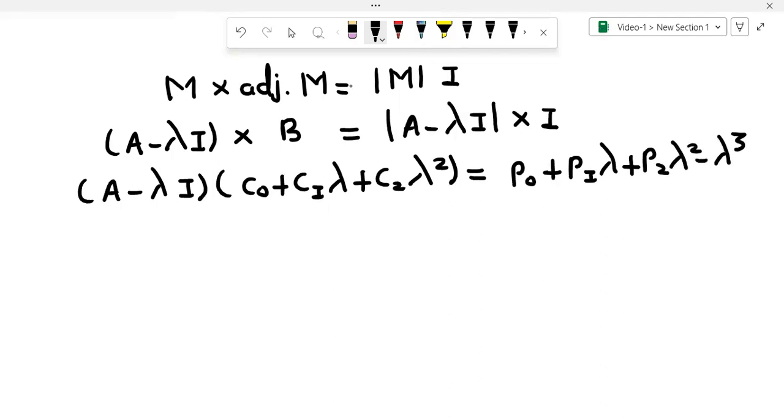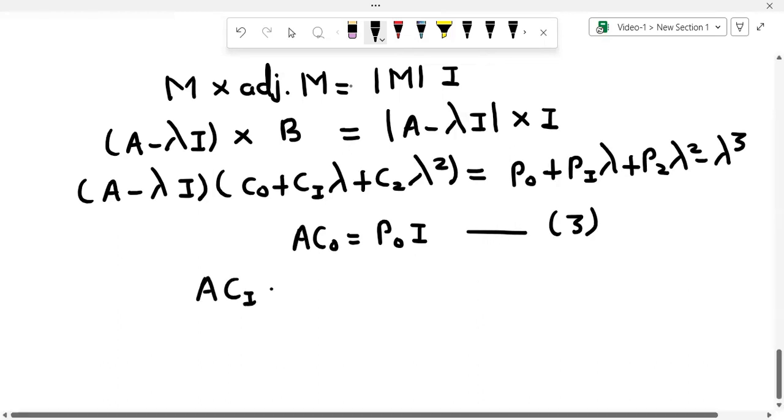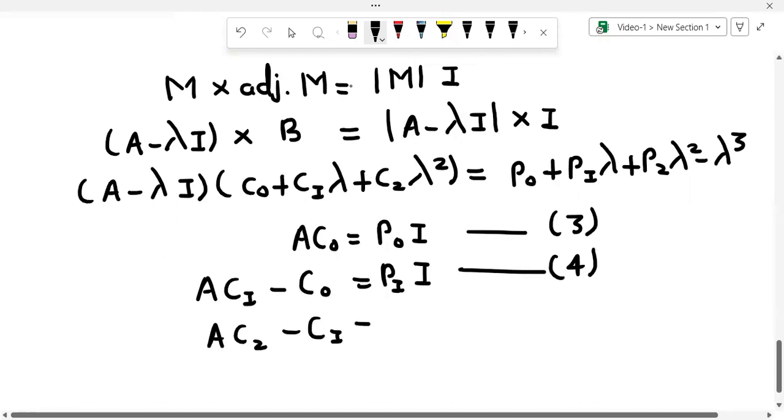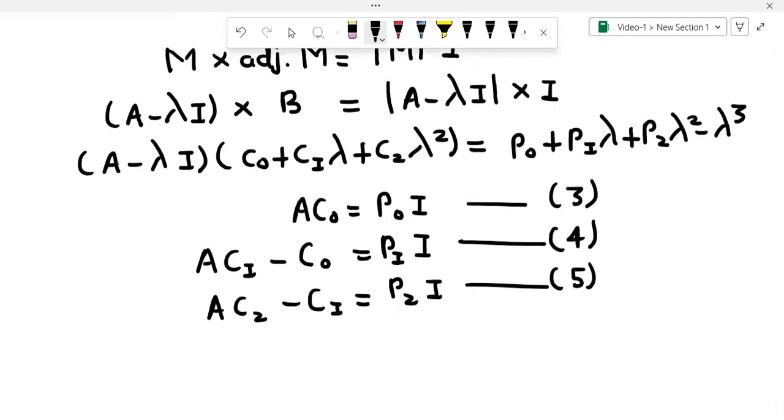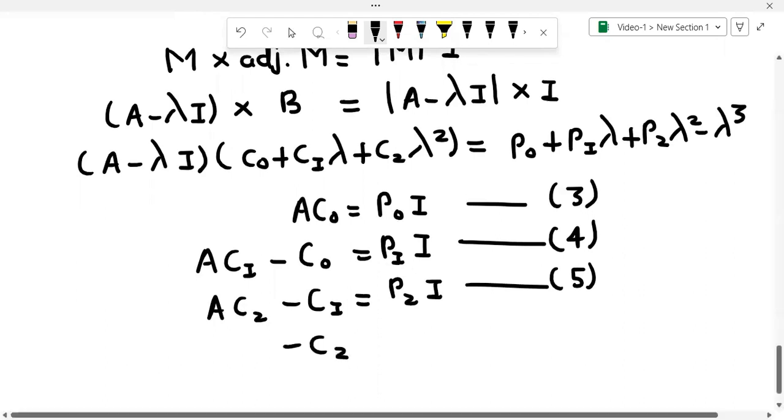Now both sides are polynomials in lambda. Then we can equate the corresponding coefficients. If we equate the constant term on both sides, we get AC0 equals P0 times the identity matrix, which is equation 3. If we equate lambda to the power 1, we get AC1 minus C0 equals P1 times the identity matrix, equation 4. Also, you will get AC2 minus C1 equals P2 times the identity matrix, equation 5. That is obtained by equating the coefficient of lambda squared on both sides. Finally, if you equate the leading coefficient on both sides, you will end up with minus C2 equals minus the identity matrix. This is equation 6.